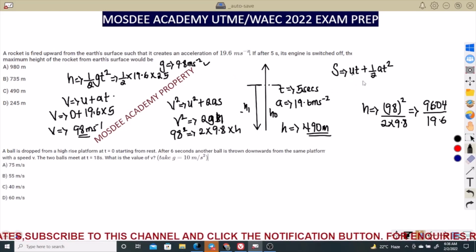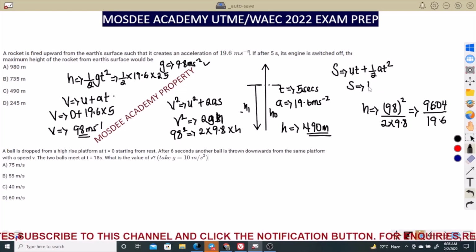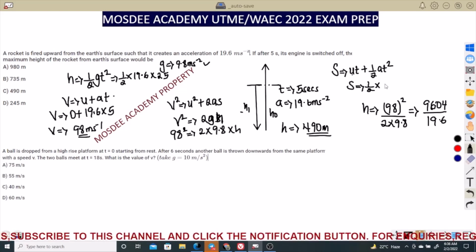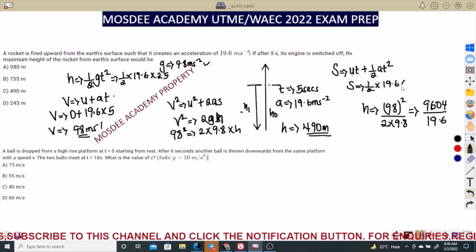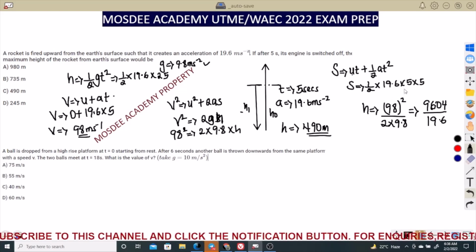So I'm using this one to get the horizontal distance also covered on the ground, on the earth. Half times is the same thing I've written here. Acceleration is 19.6 times the time squared, t squared, 5 times 5. For those of us that need to understand the process, that is why I'm taking my time to explain.